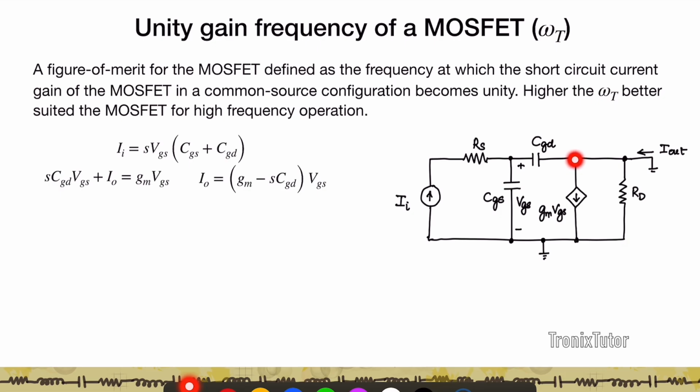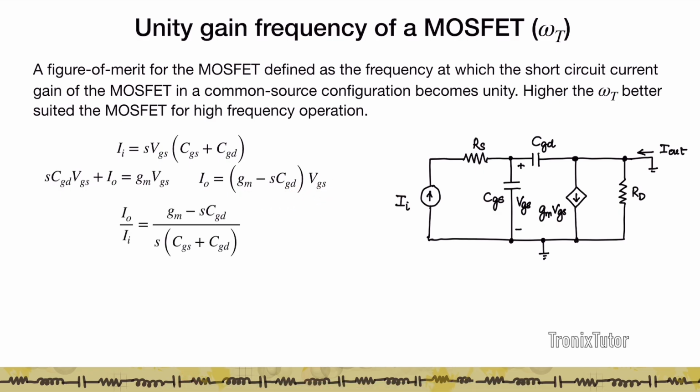So if I look at this node, current flowing from CGD plus I0 is going to come in, and both of them are going to flow through GMVGS and RD. Now RD is connected between two ground signals, so no current flows through RD. So what I have is SCGD VGS, that is the current flowing in CGD, plus I naught should be equal to GM VGS. So here I get another expression for I naught in terms of VGS.